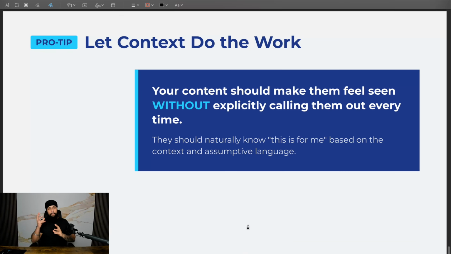Okay, and a pro tip here is you want to let context do the work. So your content should make them feel seen without explicitly calling them out every single time. Okay, your content should naturally, to the person consuming your content, they should naturally know that this content is for them based on the context and the assumptive language that you're using. Again, to give you an example, if you are a fitness coach who specializes in helping people put on 30 pounds of muscle in a 180-day period, okay?